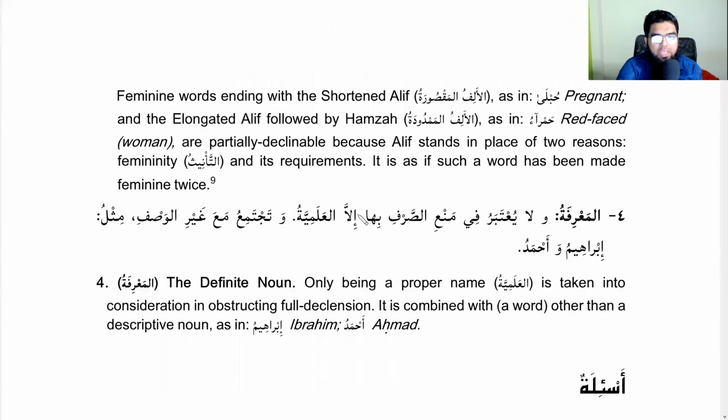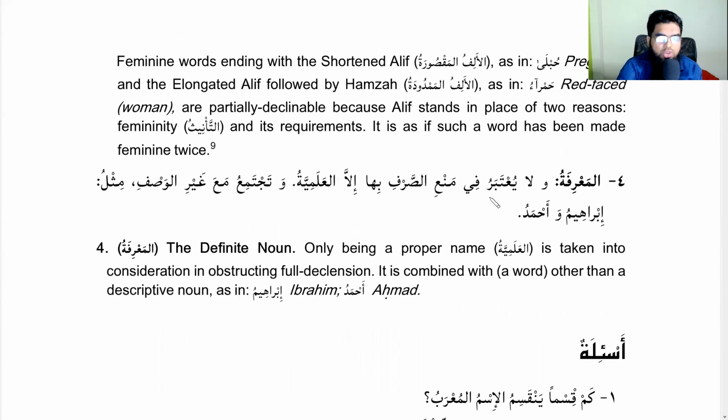Then we have the last: al-ma'rifatu wala yu'tabaru fi man' as-sarf biha illa al-alamiyya. And ma'rifa, only being a proper name, al-alamiyya is taken into account in obstructing full declension. So ma'rifa only matches with alamiya. It is only a name, not any ma'rifa, like al-rajulu. No, not any ma'rifa. It should be a name, alamiya.